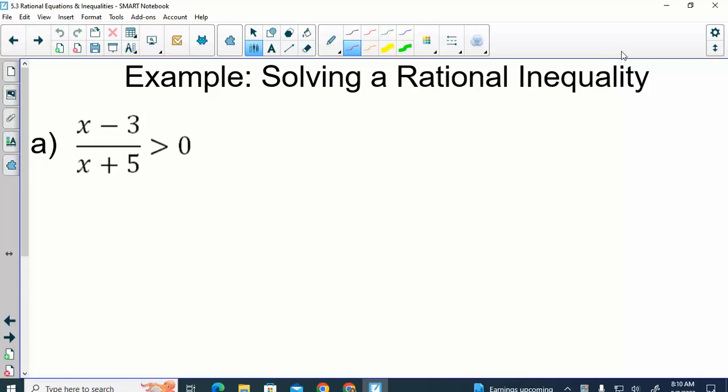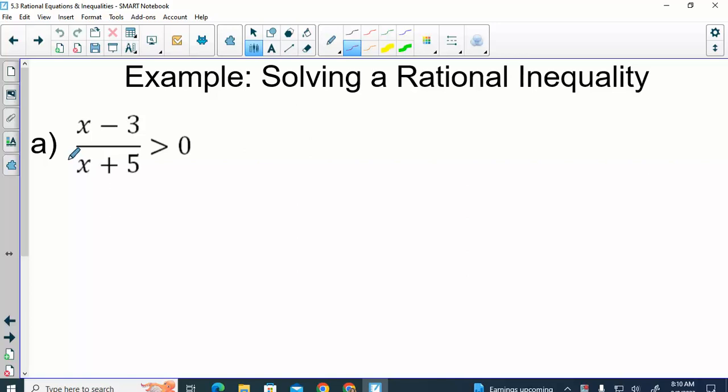Yesterday we solved equations with these fractions in them. Today we're solving inequalities. Now our strategy is going to have to be very different, because yesterday what we did is multiply to get rid of all the fractions, right? Here's the problem. If I just start off multiplying by x plus 5, we don't know what x is. So do you know if x plus 5 is a positive or a negative number?